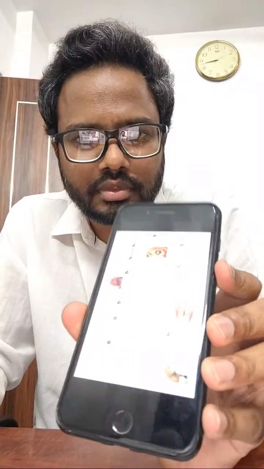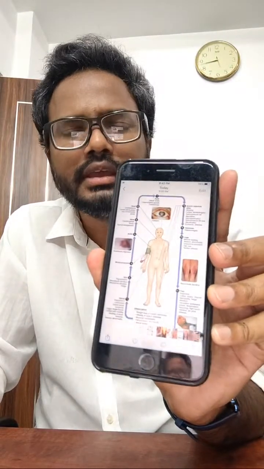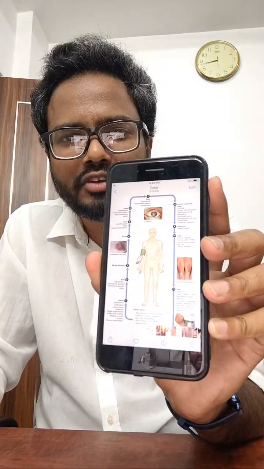Is it too dark? I think it's too bright. You can see, yeah, I think now it's pretty much clear.